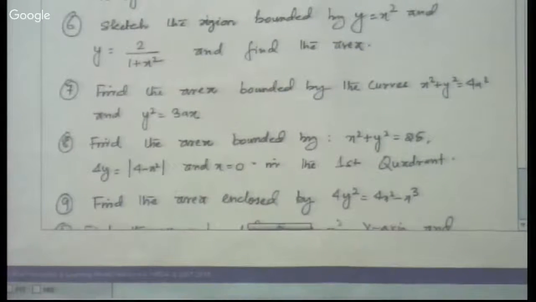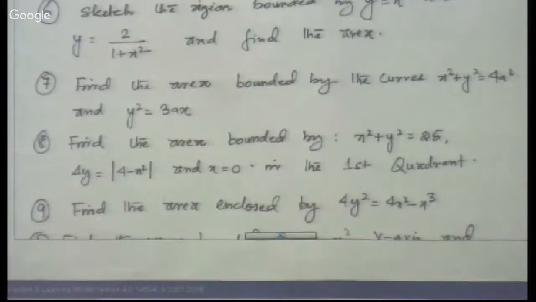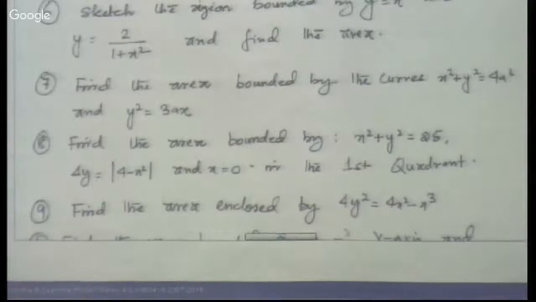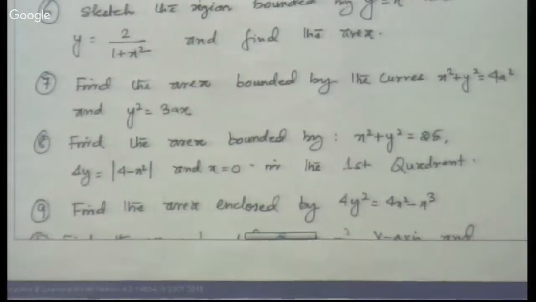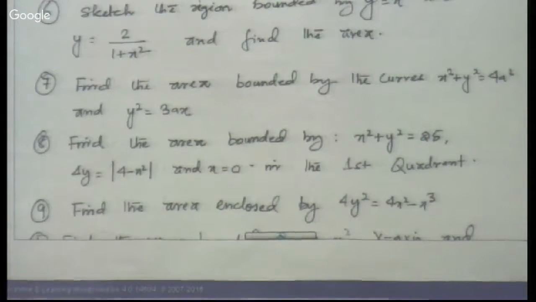Question number 8. Find the area bounded by x square plus y square is equal to 25 and 4y is equal to mod of 4 minus x square. How to go for mod? First, I'm going to draw the 4 minus x square graph, and whatever I see down, I'll just push it up. So I can easily draw 4y is equal to mod of 4 minus x square. I can easily draw that circle x square plus y square is equal to 25. And I just have to find the area in the first quadrant. The only challenging part is to find the point of intersection. You can easily handle that. Okay.